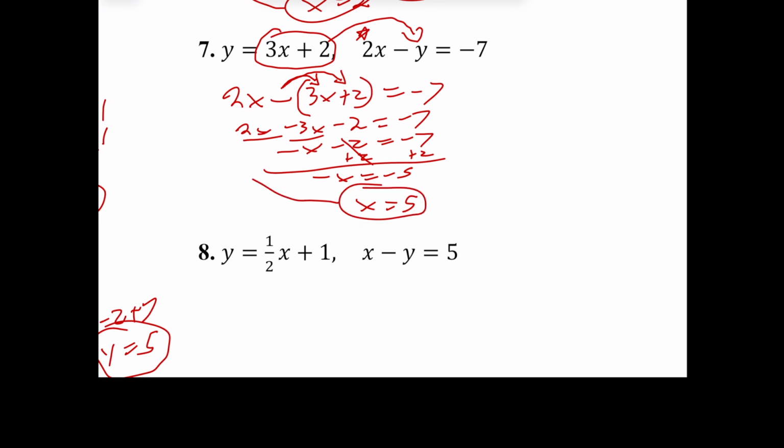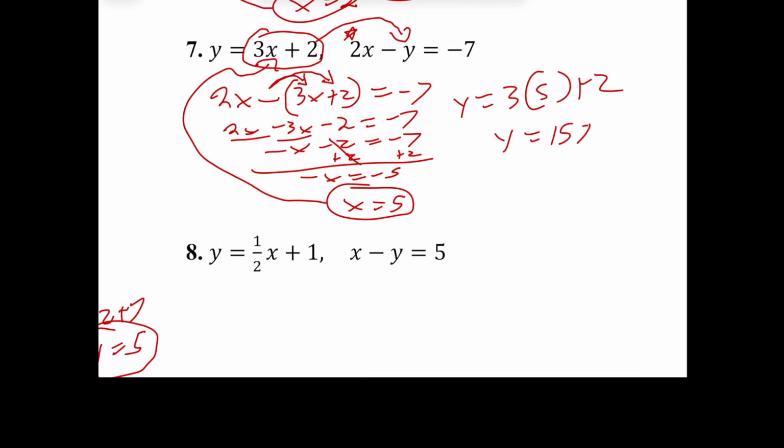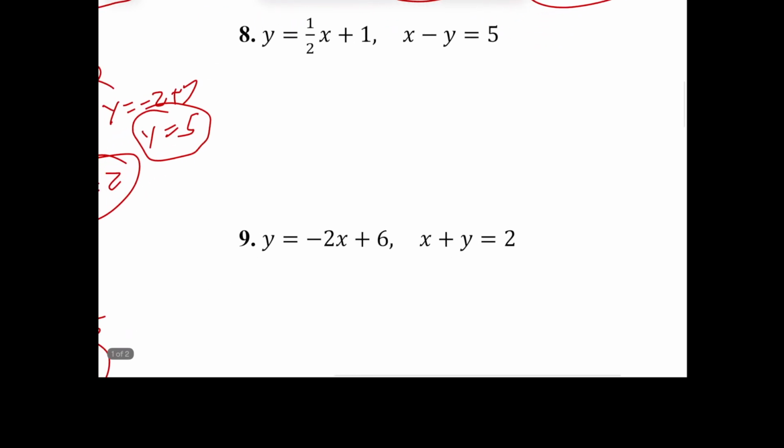Now I go and plug them in. I can plug them into either one. I'm going to go and plug it right into there. And I'm going to write y equals 3 parentheses 5 plus 2. That means y equals 15 plus 2. Y equals 17, okay, which would look really ugly on some of those smaller graphs. So that's why it's really good that we have that.